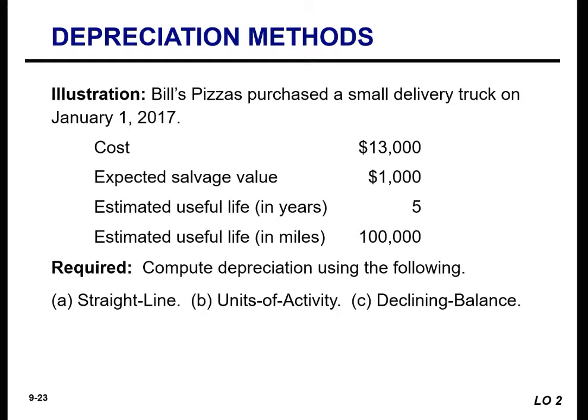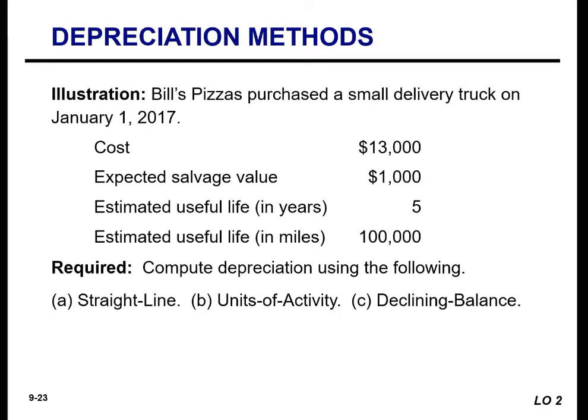Now, that useful life can be determined in either 5 years or 100,000 miles. We're going to do a computation of the depreciation using each of these methods: straight line, units of activity, and declining balance, and talk about those methods as we move through them.